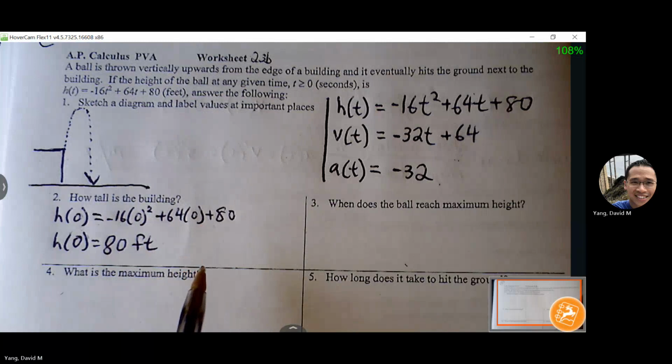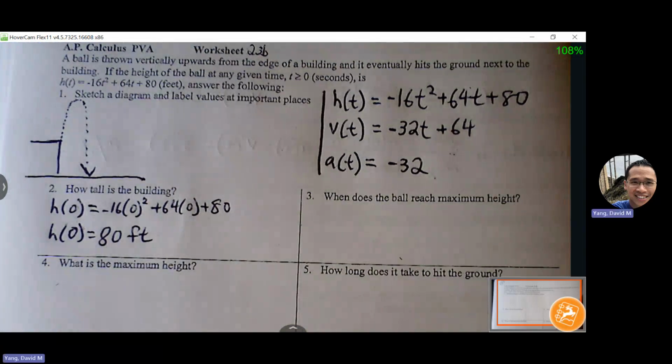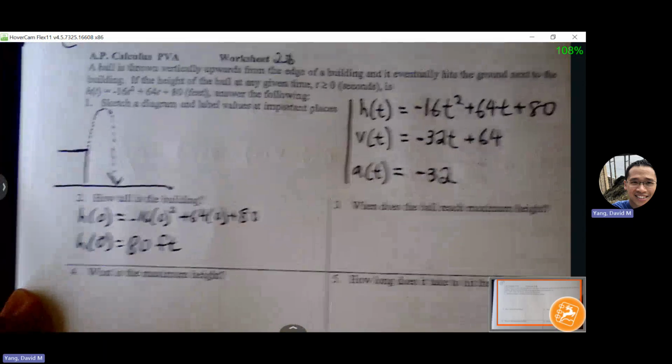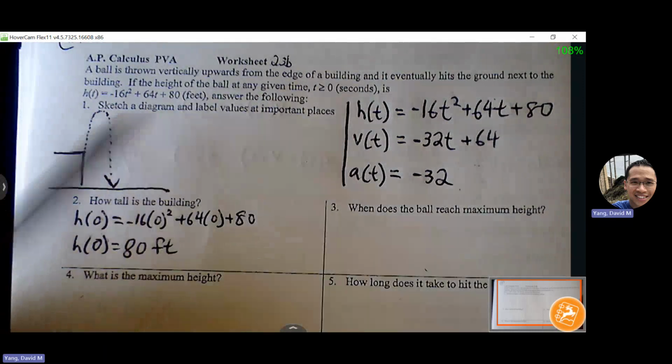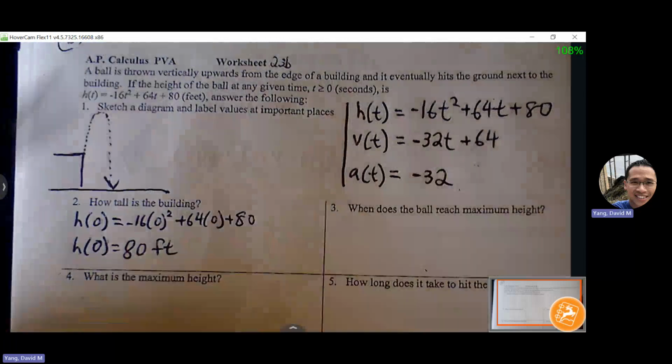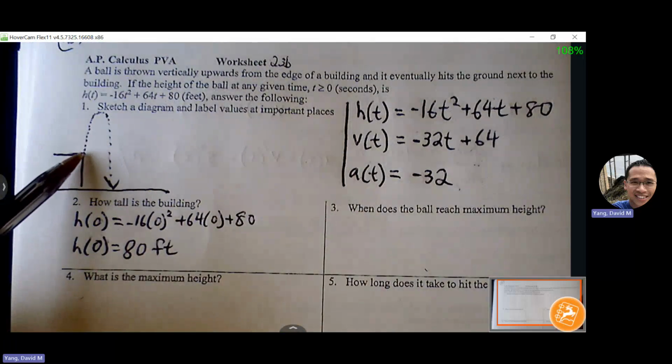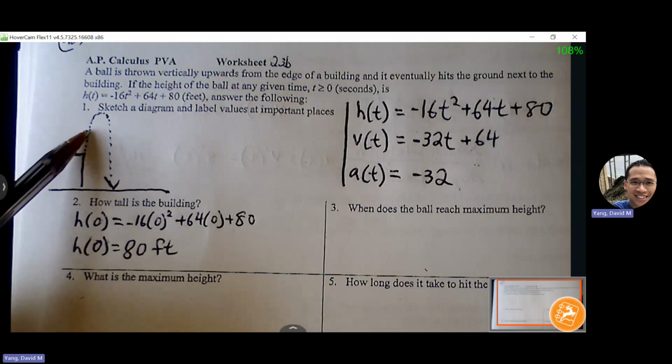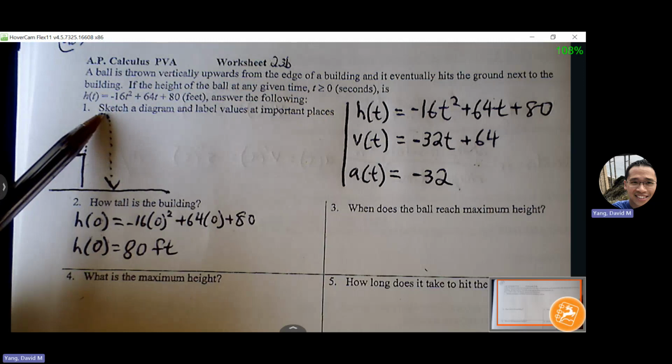Okay, so number 3 here, it says, when does the ball reach the maximum height? We're going to have to rely on this a little bit. Let's think about the velocity of the ball. When the ball is being thrown upwards, what's the velocity in general? Positive. Okay, and then what's going to happen as it decreases? It's going to reach 0. And then eventually it's going to stop for an instant. When it stops for an instant, the velocity is going to be 0. That is also where the height is maximum.